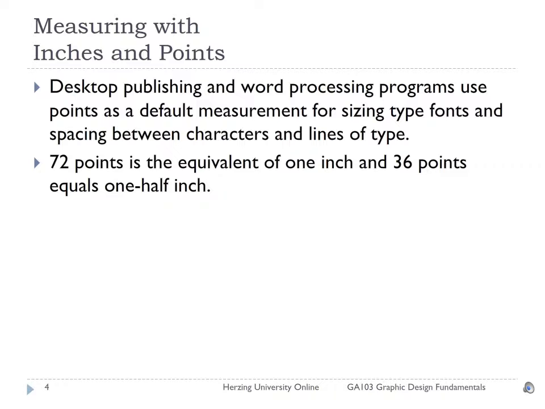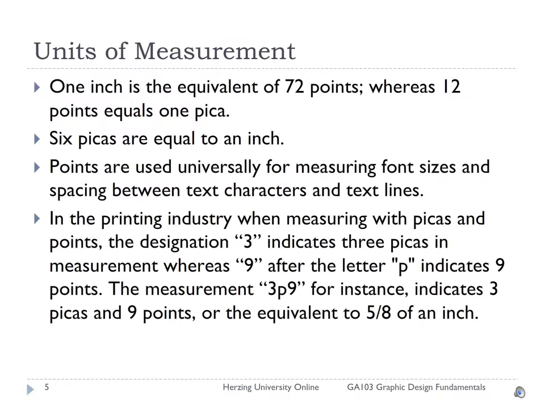Remember from the earlier slides that desktop publishing and word processing programs use points as a default measurement for sizing type fonts and spacing between characters and lines of type. We looked at how 72 points is the equivalent of 1 inch and 36 points equals 1/2 inch. 1 inch is equivalent of 72 points, whereas 12 points equals 1 pica. 6 picas are equal to an inch. Points are used universally for measuring font sizes and spacing between text characters and text lines.